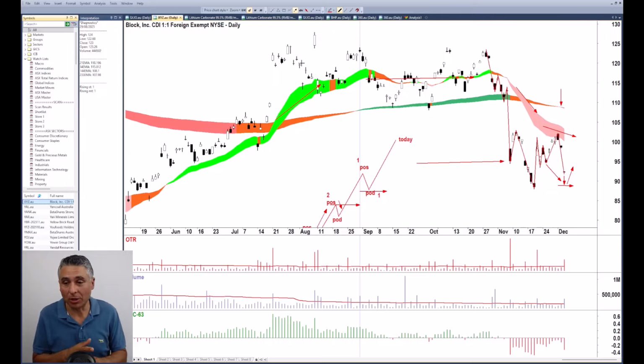Now, I might think that Block is the best company in the world, but if the analysis, which is ultimately telling me what the market thinks of Block, doesn't agree with me, I need to accept that. I have to accept the market's decision. And the next bit is act, which is manage your risk.